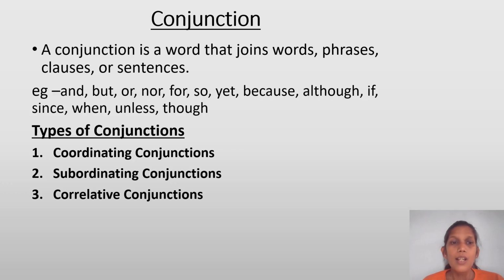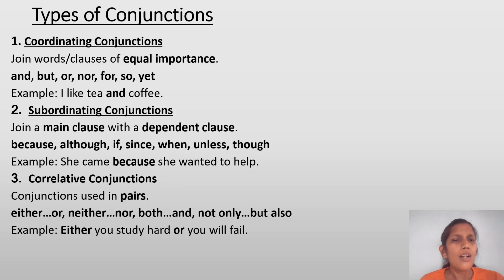Now, a very important topic: there are 3 types of conjunctions. First is coordinating conjunctions, then subordinating conjunctions and correlative conjunctions. Very simple. Coordinating conjunctions join words or clauses of equal importance. For example, and, but, or, nor, for, so, yet.